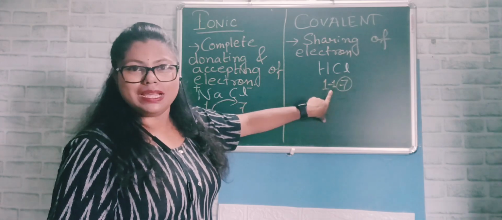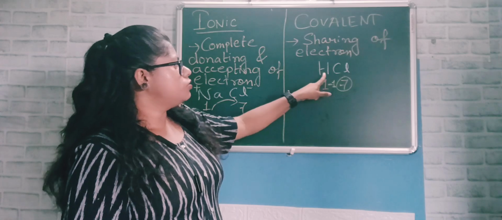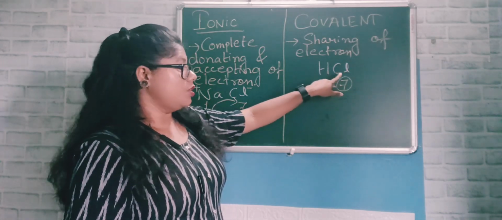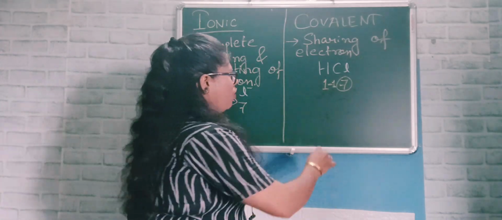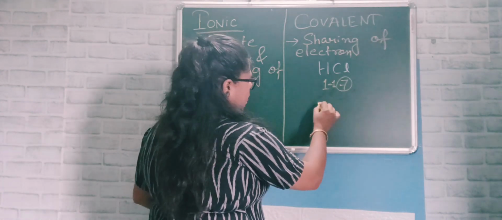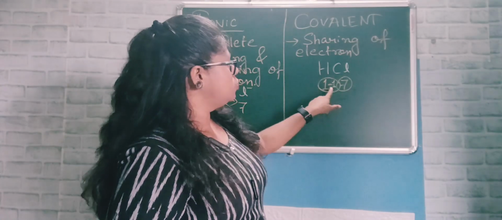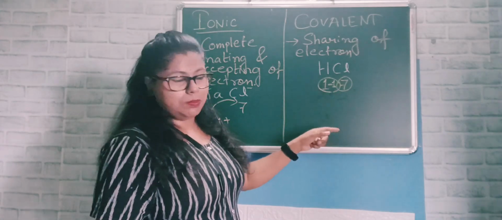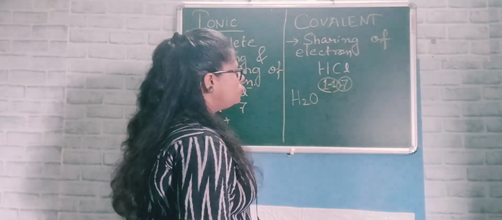So this 1 electron becomes common to both of them. Hydrogen is also using this electron, and chlorine is also using this electron. Now, if you try to understand, both of them are using the 2 electrons, and both of them are becoming stable. If you take another example like water, H2O.